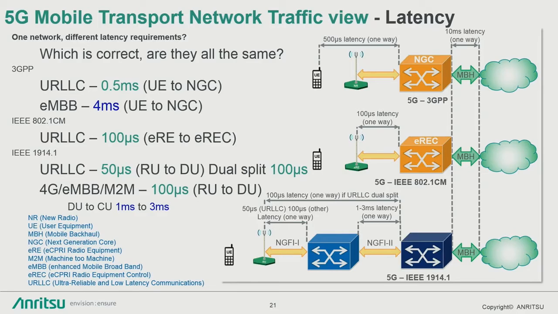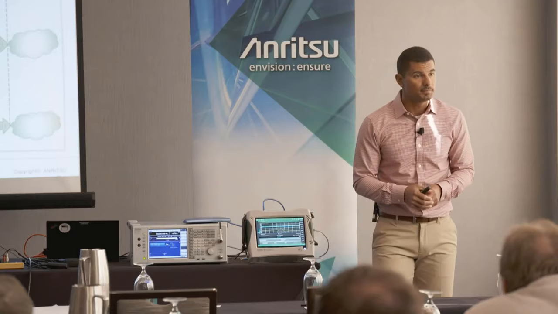Versus my enhanced mobile broadband, that's 4 milliseconds for my device, my UE, all the way back to my next generation core. I can have that traffic go all the way over here because I got more space to deal with, more latency. I don't have to terminate that here. I can have that done here. That would be where my metro edge or mobile edge computing would be.